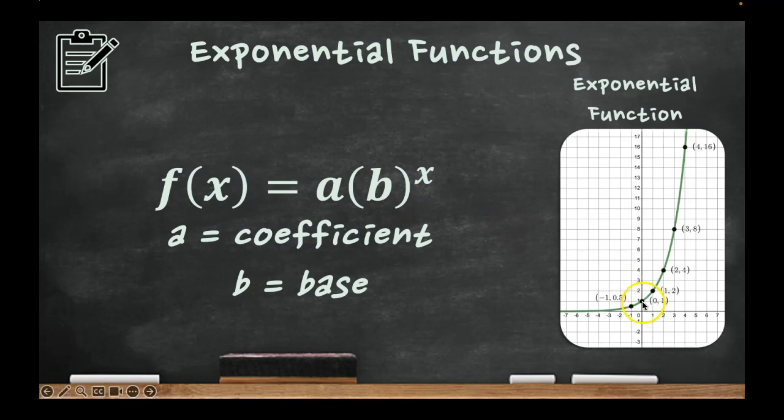Just to give you the heads up, if we look at this function here, it crosses the y-axis at 1, so a will be 1. Look at your y values: 1, 2, 4, 8, 16. You're multiplying by 2. So your base here would be 2, and the equation would be 1 times 2 raised to the power of x.